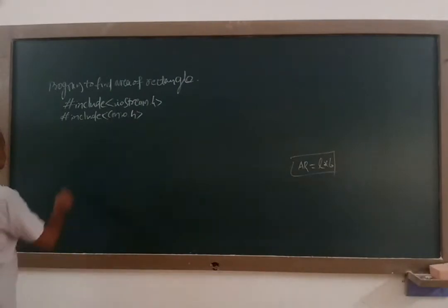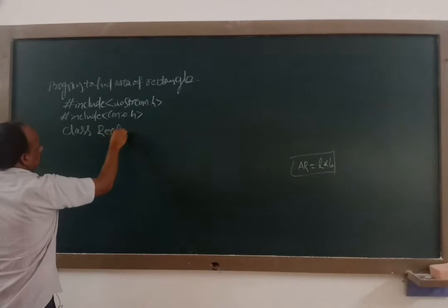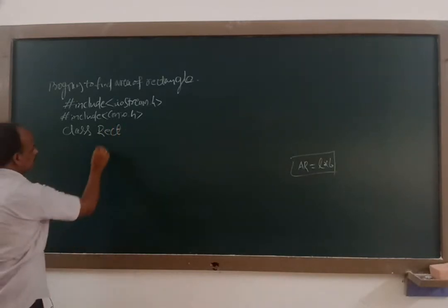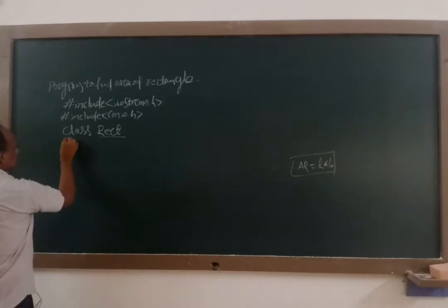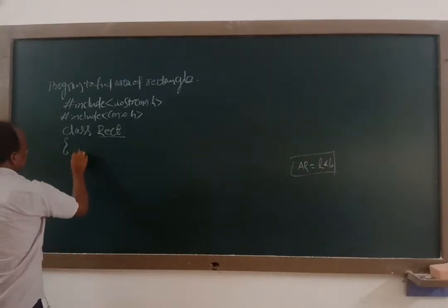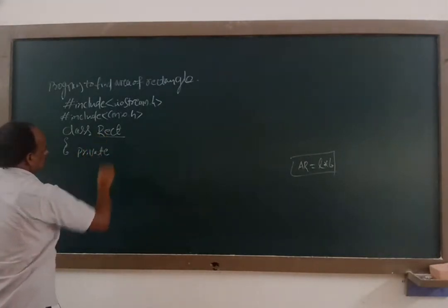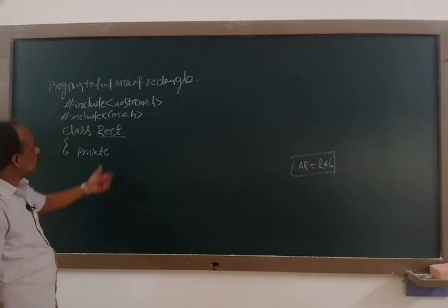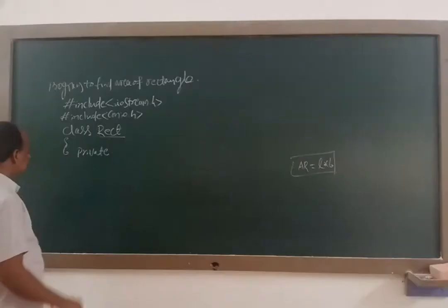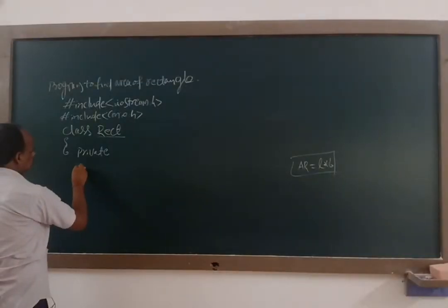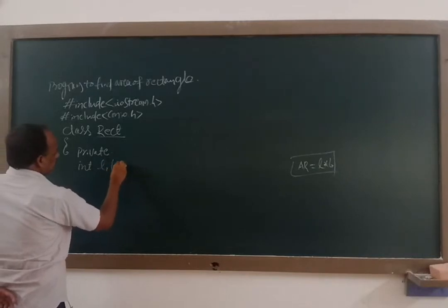See here, class. I am going to take a short form, RECT is the class name, that is rectangle. Next, open flower bracket, private. So what are the data members we need to find the area of rectangle? We need L and B. Therefore take int L comma B.